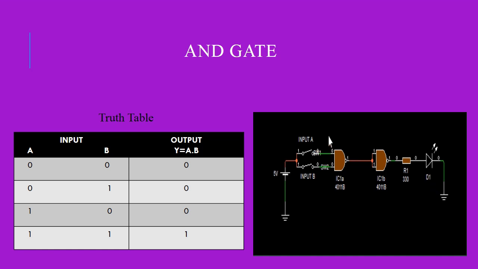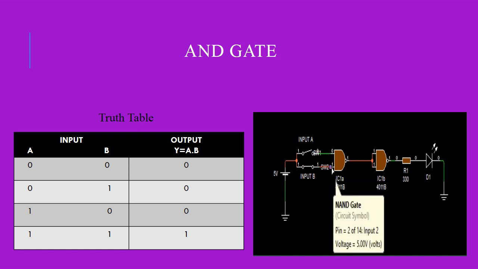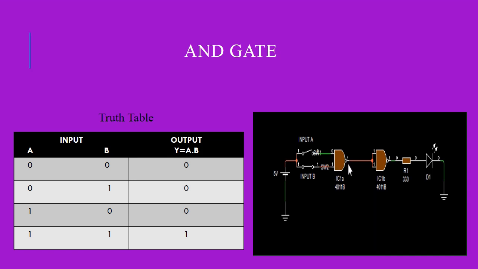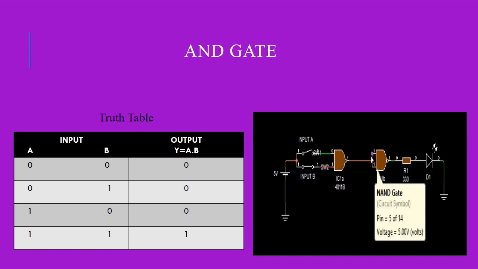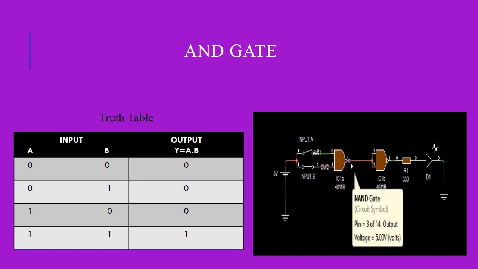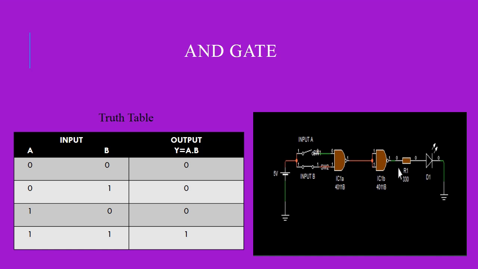Second row, that means when A is 0 and B is 1, this is 0, this is 1. So 0 dot 1 we get 0, inversion of 0 we get here 1. This one is connected with this input terminal. So here we get 0, and this 0 shows that the LED will be in off condition. So LED is in off condition, here we saw. So this is the second condition of the truth table.